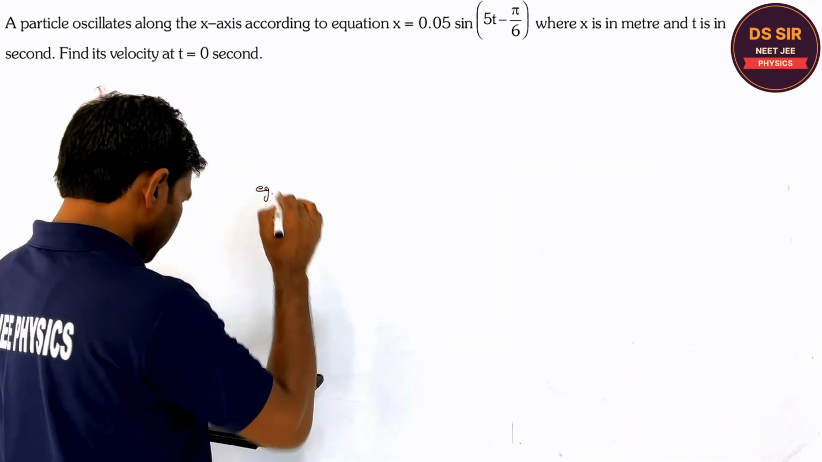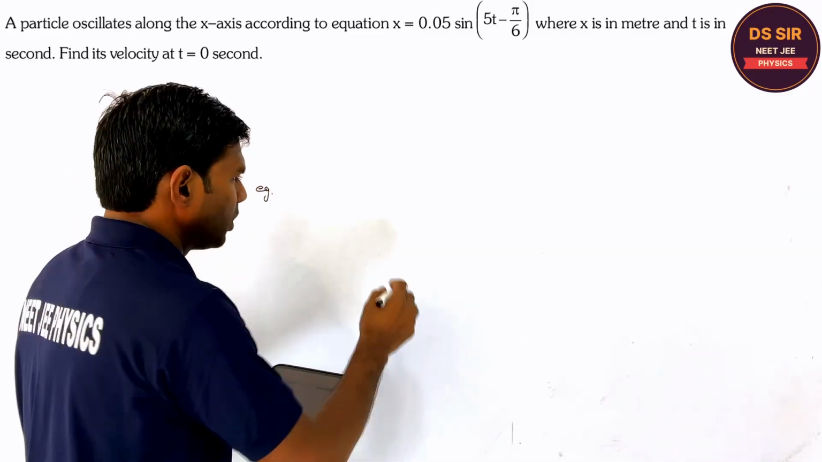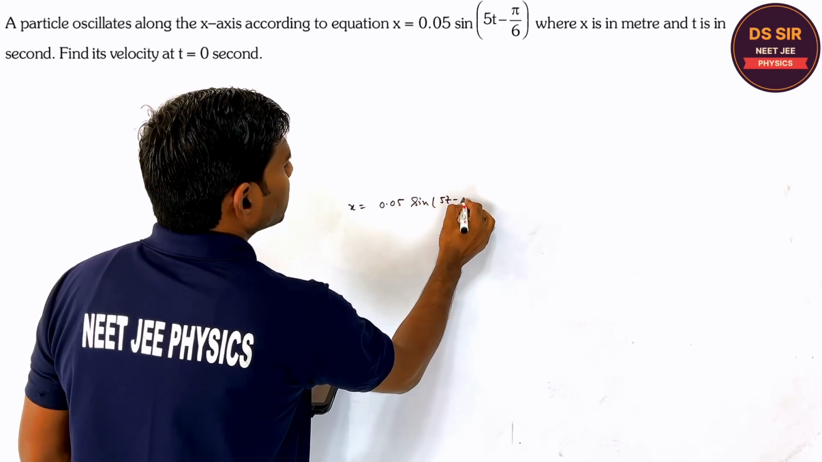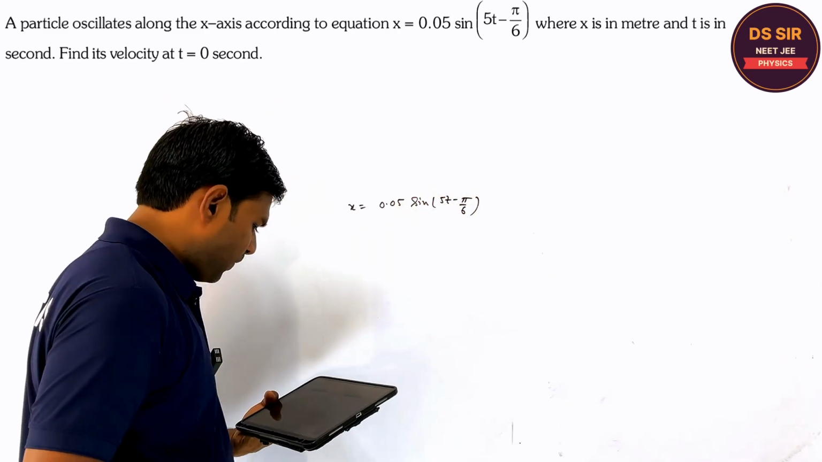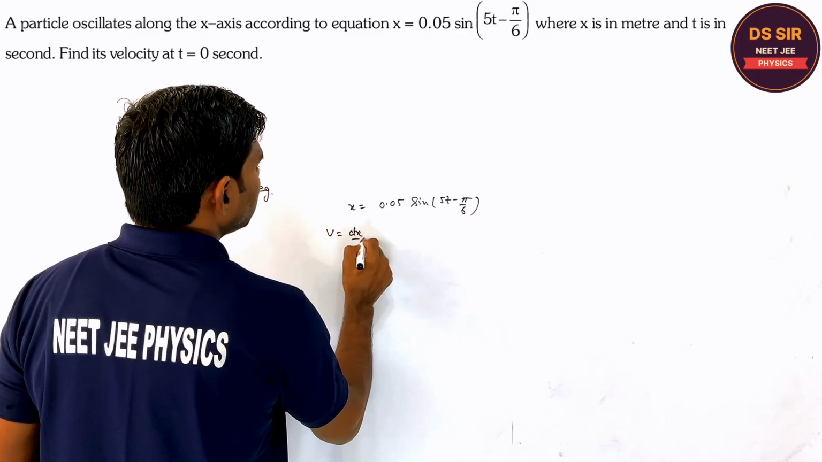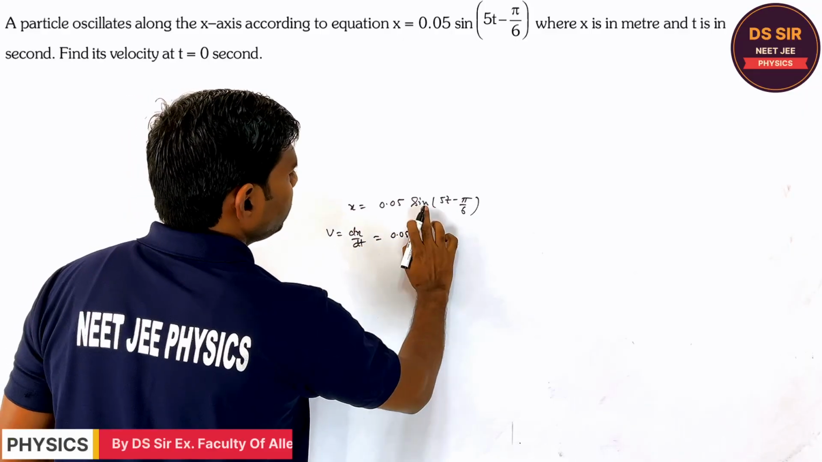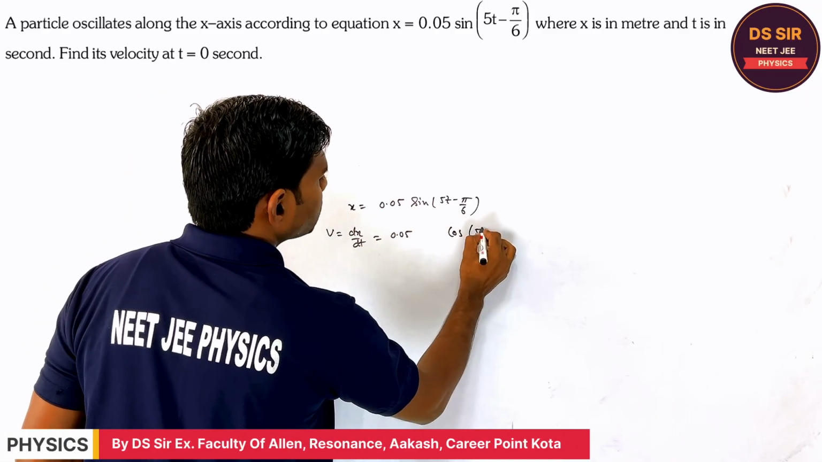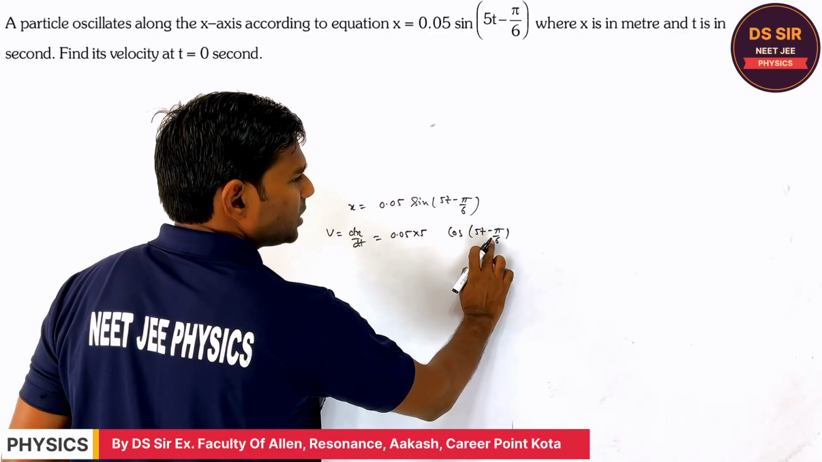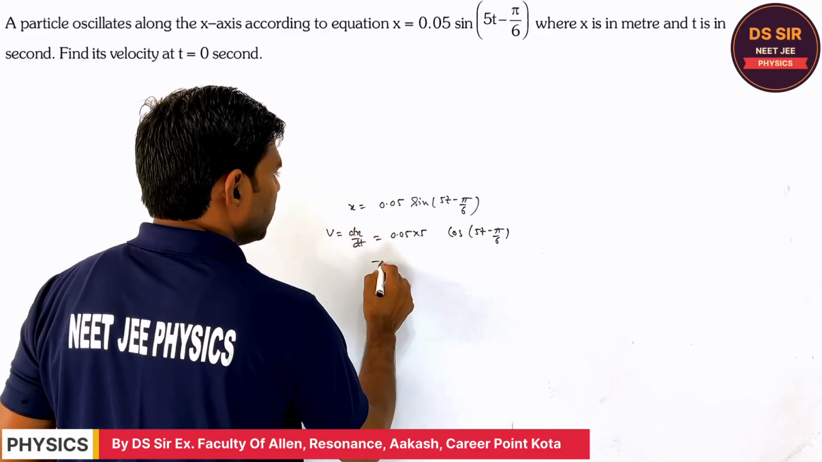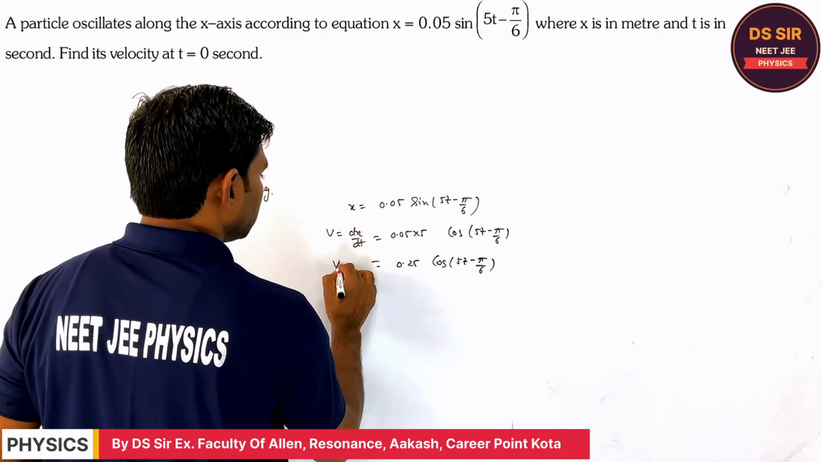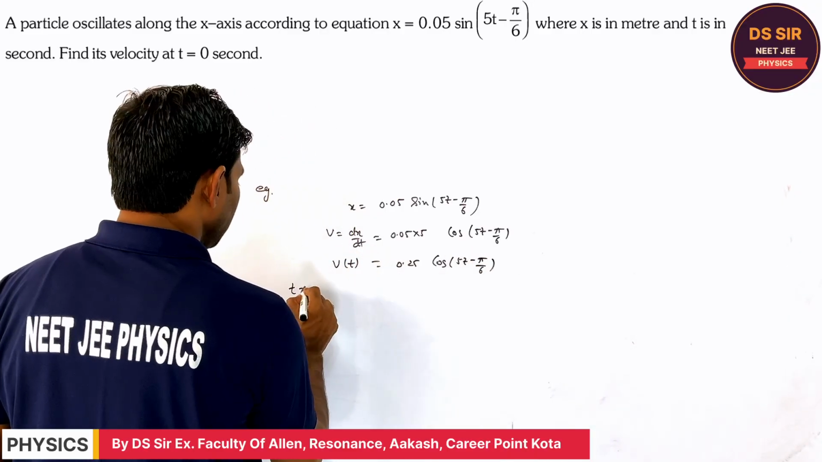So in the next example, a particle oscillates along the x-axis according to the equation 0.05 sine 5t minus pi by 6. You have to find the velocity at t is equal to 0. So it is very simple. Velocity is nothing but dx upon dt, 0.05 sine differentiation is cos, right, and differentiation of 5t is 5. It is 0.25 cos 5t minus pi by 6. This is the velocity as a function of time t.